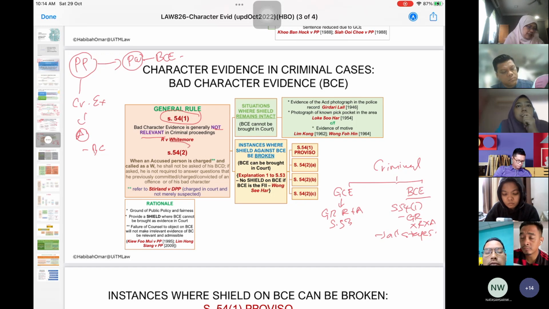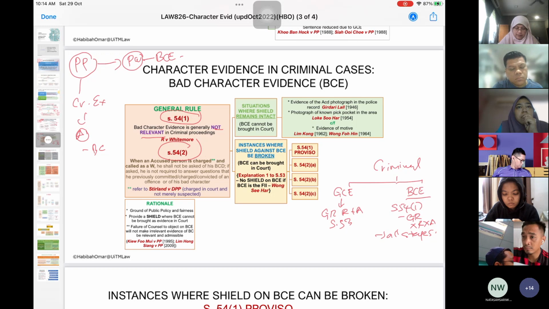Now, 54 subsection 2 kalau you all baca, can someone read me 54 subsection 2? Sebelum, jangan ABC tu tak payah. 54 subsection 2 sahaja.